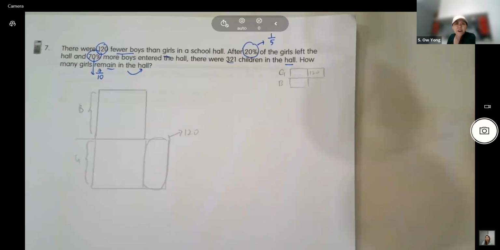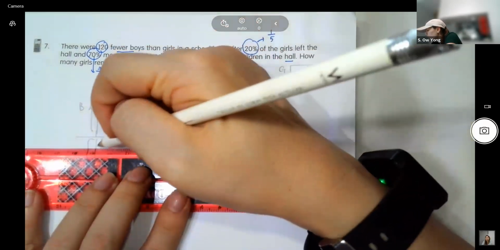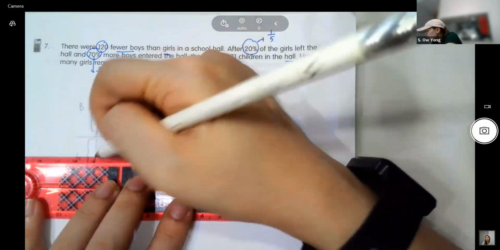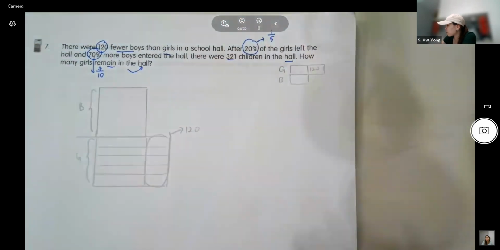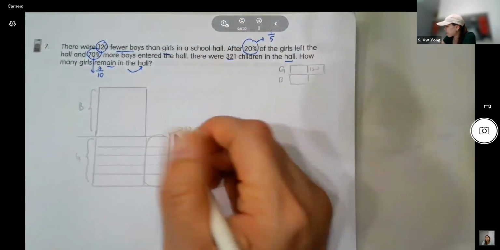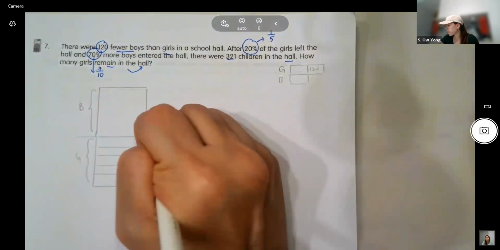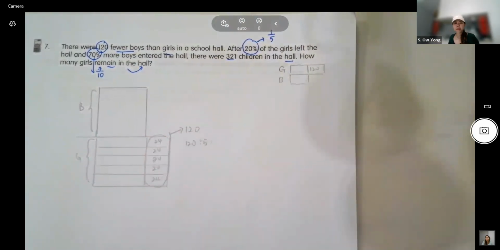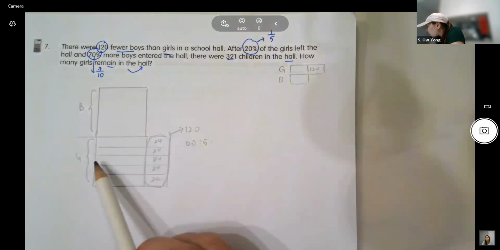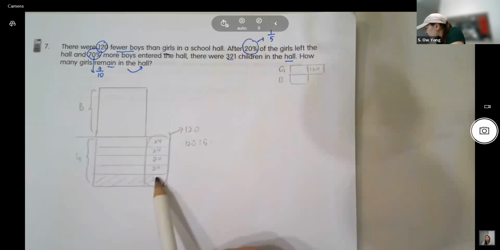They say 1/5 of the girls left the hall. 1/5, I cut into 5 parts. I know how to cut. 3, 4, 5. Okay. And I also can tell you 120 divided by 5 is 24. Okay, so these are the ones who left. Only 1/5 of the girls left.